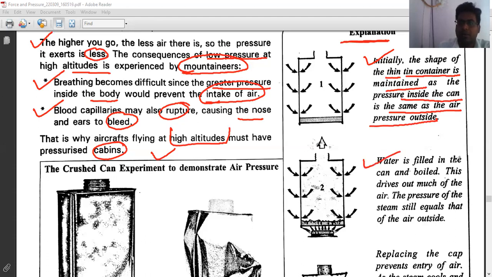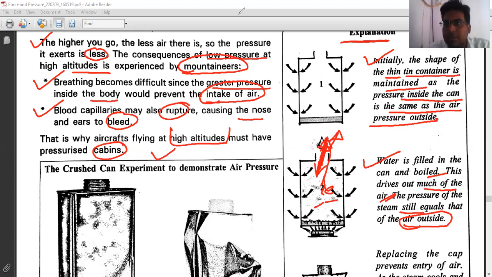And now when water is filled and boiled, this will drive out much of the air, right? When we are boiling this water, water vapor will come out from this cap, right? And the pressure of the steam will still equal that of the air outside, because this will maintain the air pressure, and outside is the same, right? So read once.